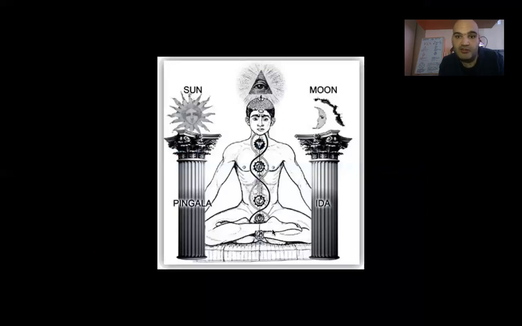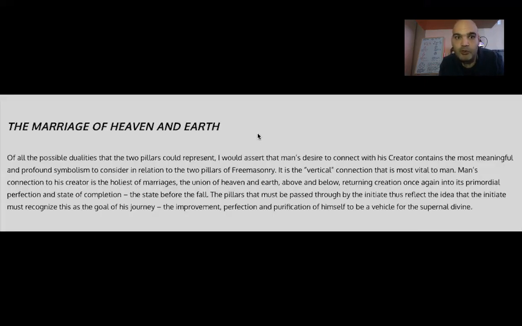Again, this is just another symbolism of the sun and moon in relation to Boaz and Jachin, and the Ida and Pingala, which are the magnetic and electric pathways which go up the spinal column of the human being. So moving on, just to read a bit more about what Boaz and Jachin is about, it says the marriage of heaven and earth. Once I've read this, I'm going to explain what that means in more detail.